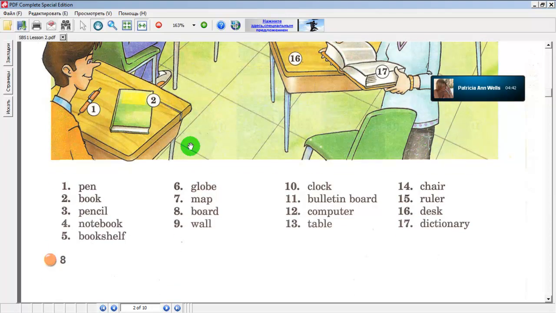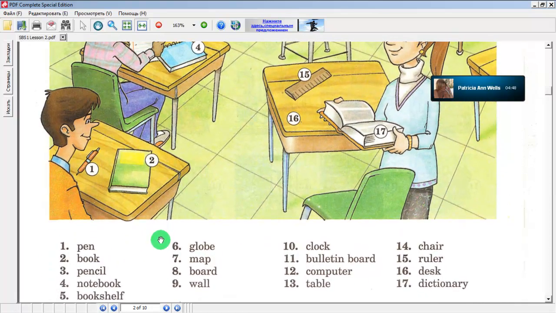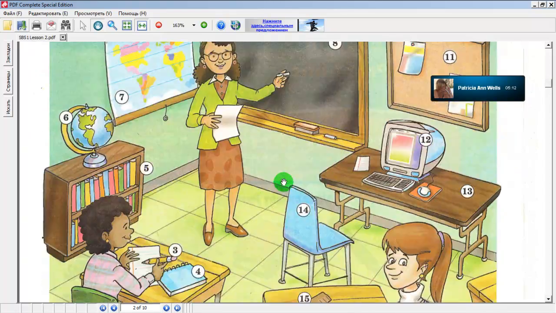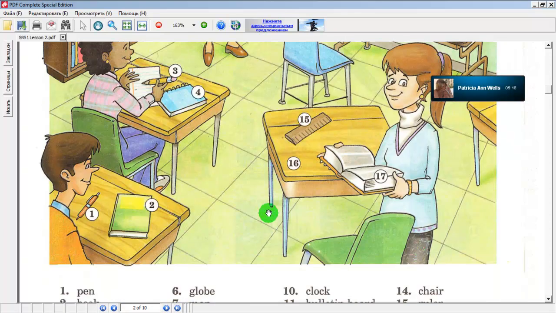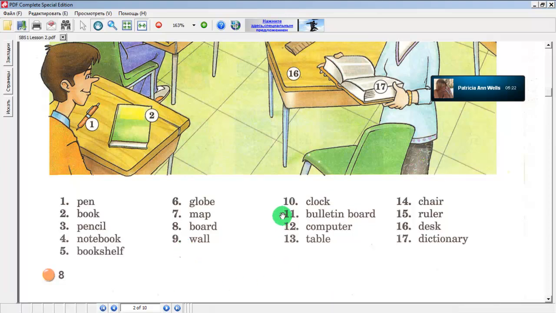Pen, book, pencil, notebook, bookshelf, globe, map, board, wall, clock, bulletin board, computer, table, chair, ruler, desk, dictionary. Okay. Now, are there any words you have not understood? No.